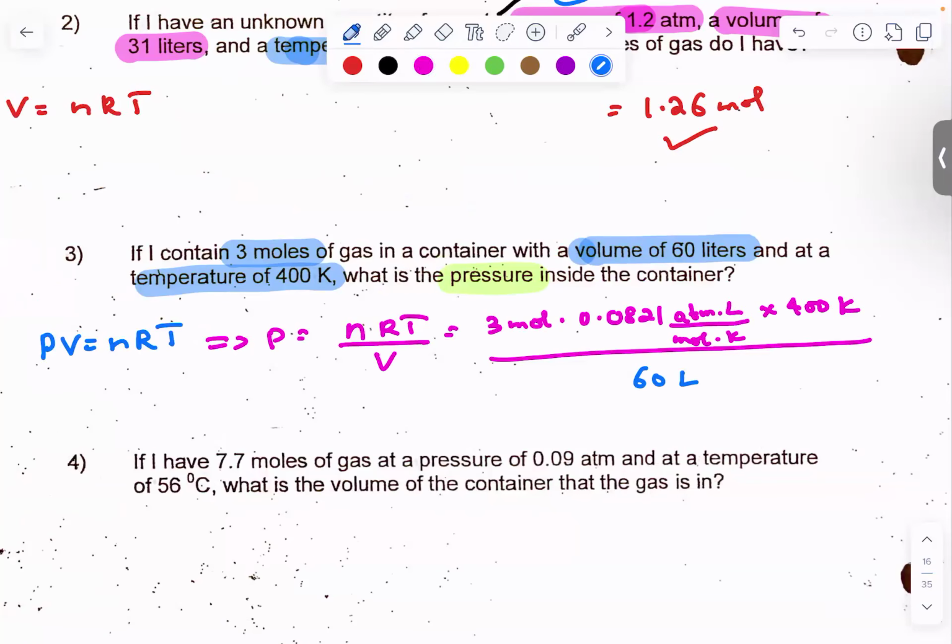Now look, mole would be cancelled by mole. Are you getting it? So liter will be cancelled by liter. Kelvin will be cancelled by Kelvin. So we are going to be left with ATM only. I hope it makes sense. Yes, it does. So it should be 1.64 ATM. Perfect. 1.64 ATM pressure. Well done.